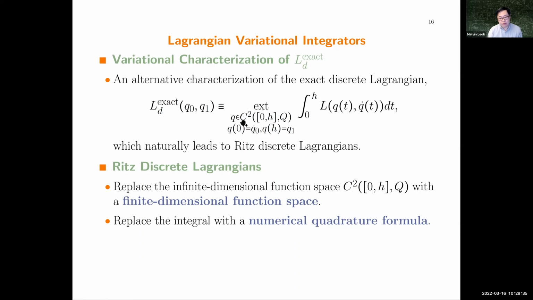It allows me to say, well, instead of looking at maybe all twice differentiable curves, let me imagine now looking at some finite dimensional family of functions, say polynomials. And instead of thinking of the integral, I could imagine replacing that integral with some sort of numerical quadrature formula. So if I choose a finite dimensional function space and a quadrature formula, that allows me to rewrite or approximate this in some sort of computable way. Okay, and this is one way of constructing a computable discrete Lagrangian.